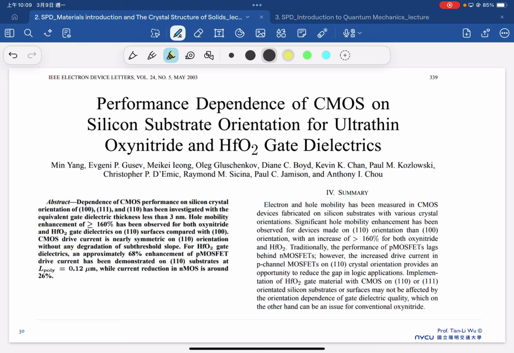So this paper is what we call the performance dependence of CMOS on silicon substrate orientations for ultra-thin oxide nitride, hafnium oxide gate dielectric. At least from the title, of course, some of the terms you don't know. Probably you don't know what oxide nitride or hafnium oxide is. That's fine. But there are several terms that we have already mentioned. For example, CMOS, considered as an NMOS plus a PMOS, that's what we call CMOS. We will still talk about CMOS later. But the most important thing for this literature is the orientation.